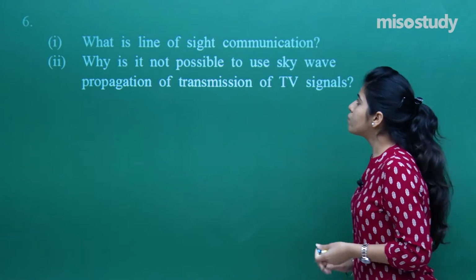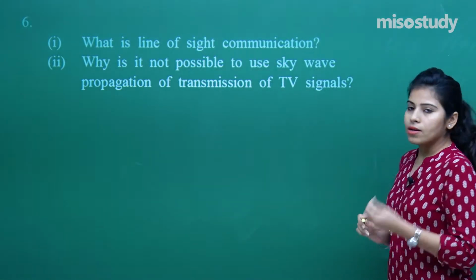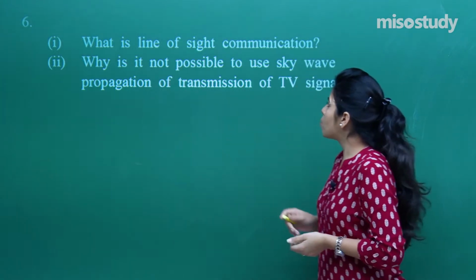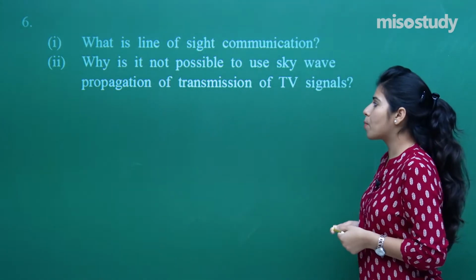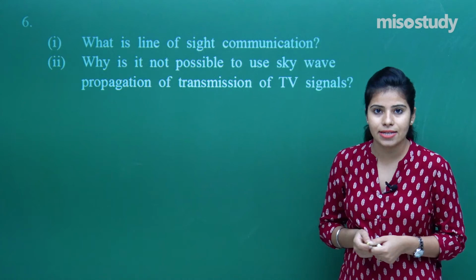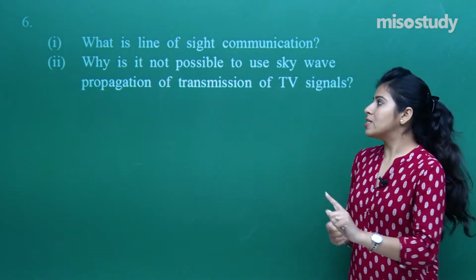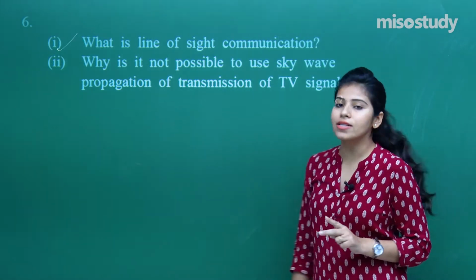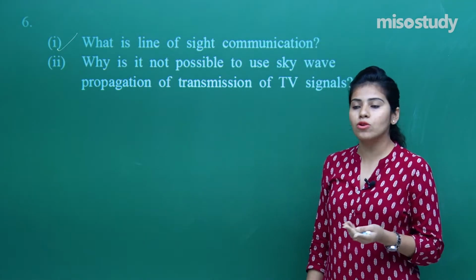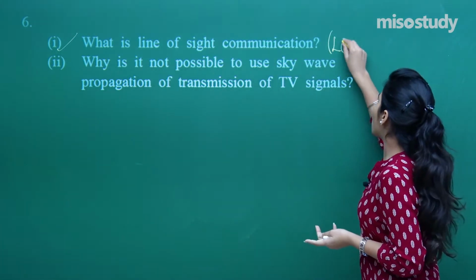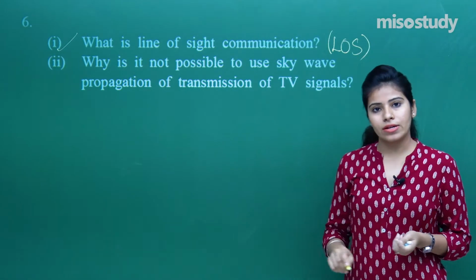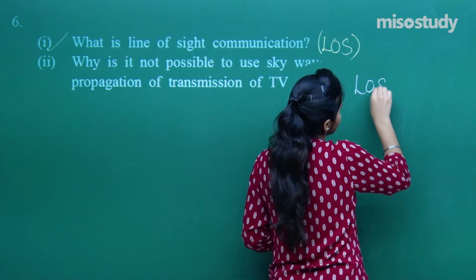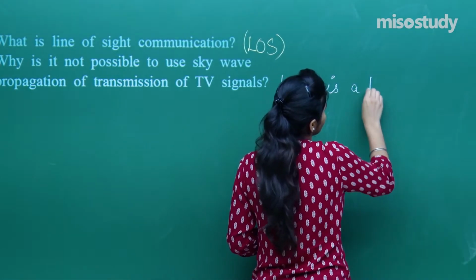What is the line of sight communication? This is the first part, and the second part, why is it not possible to use the sky wave propagation of transmission of TV signals? So we will be dealing with first of all the first part, which says that what is line of sight communication, which we also call as LOS, that means line of sight.